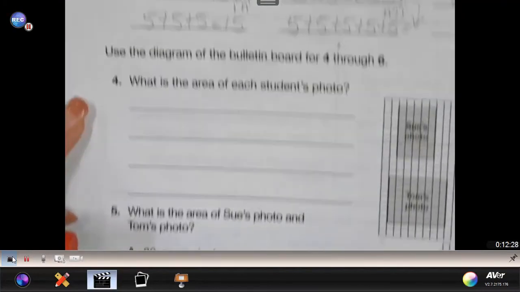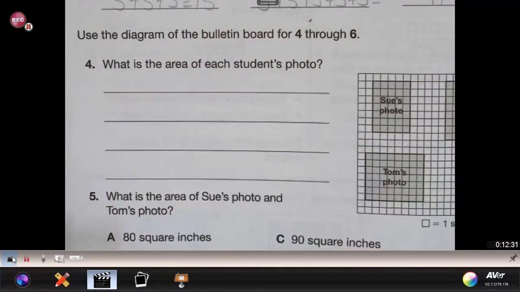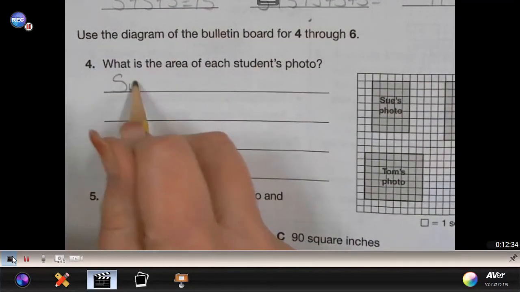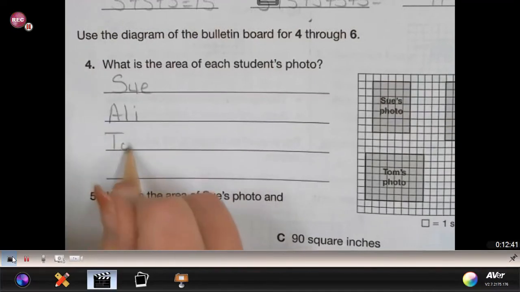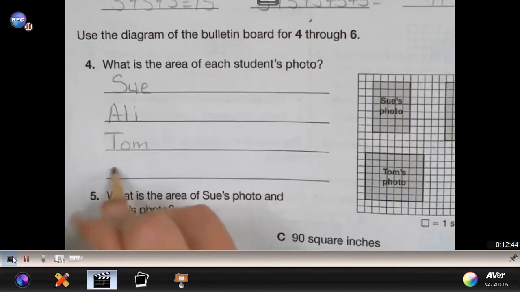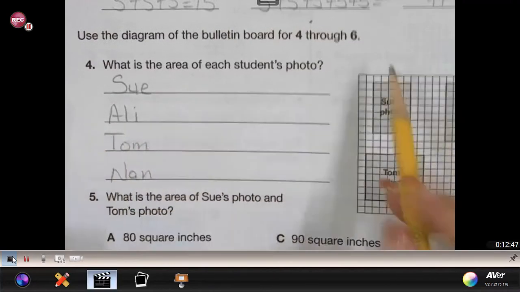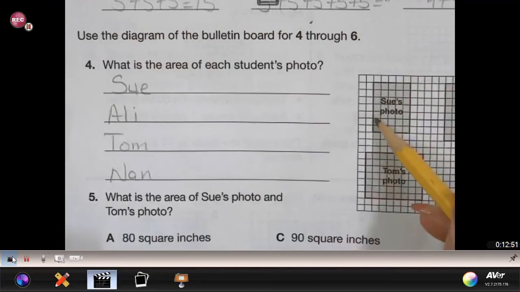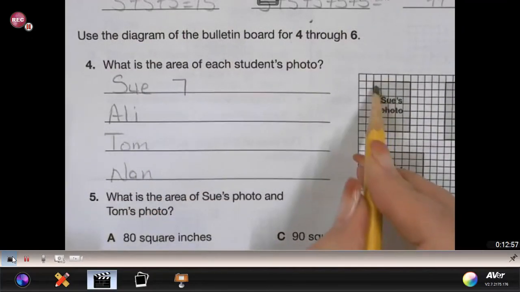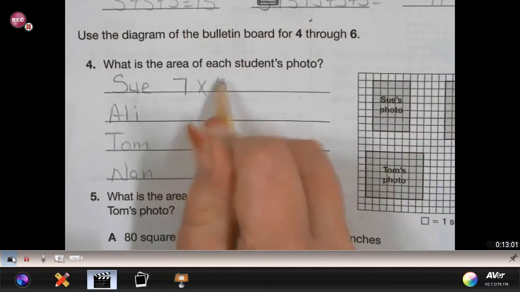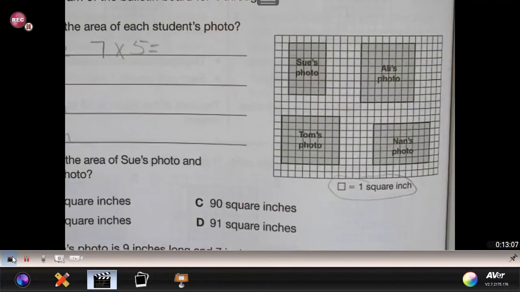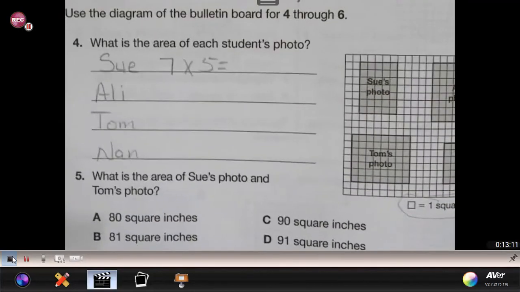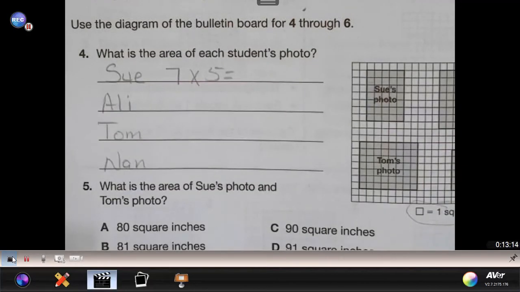These are going to be comparing the area of the photos. So I'm going to write Sue here, Allie here, Tom here, and Nan. I'm just going to quickly go through and write a multiplication sentence for this. So this is 1, 2, 3, 4, 5, 6, 7 rows. And there is 1, 2, 3, 4, 5 in each row. And we can solve by looking at this as being 1 square inch. If you noticed here, each one of those squares is considered a square inch.